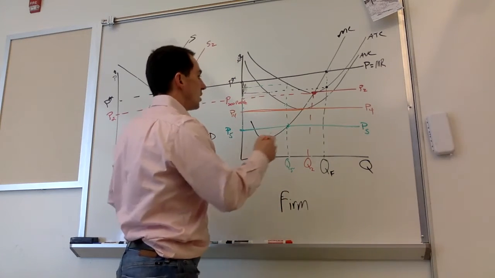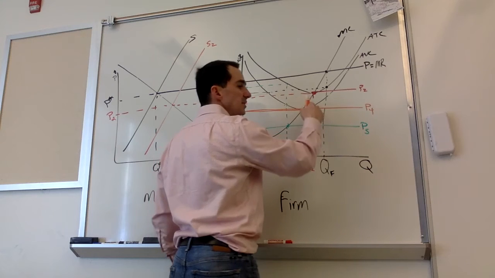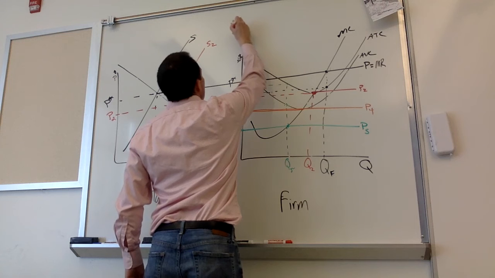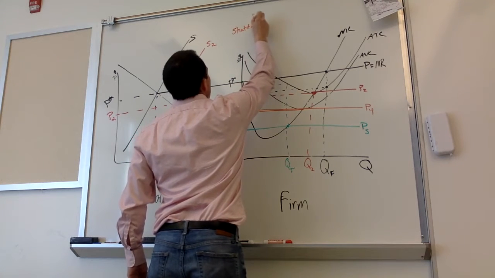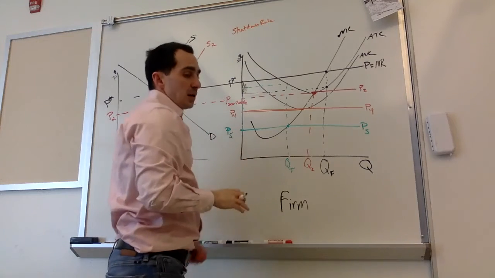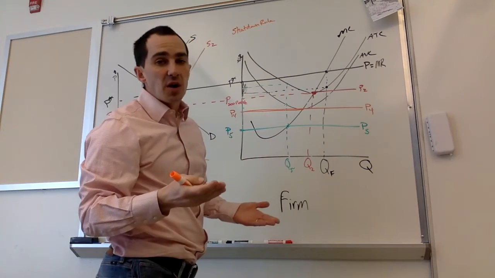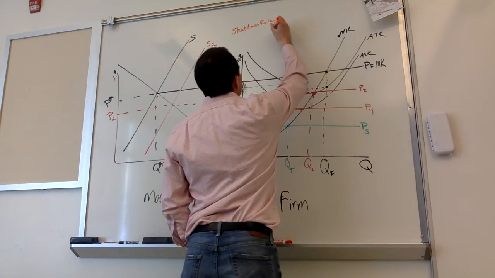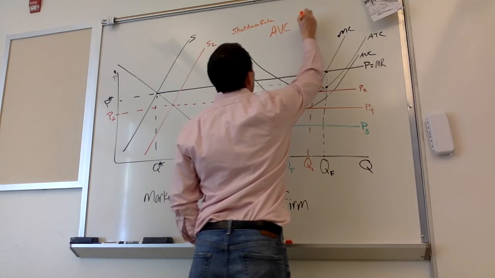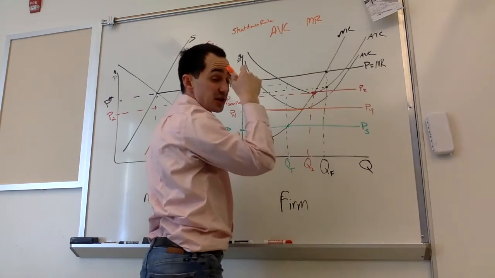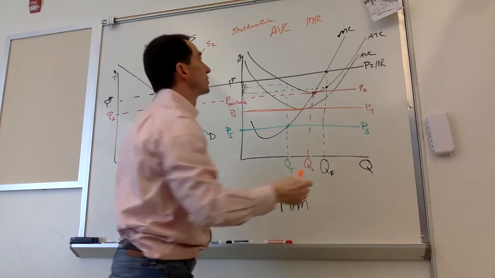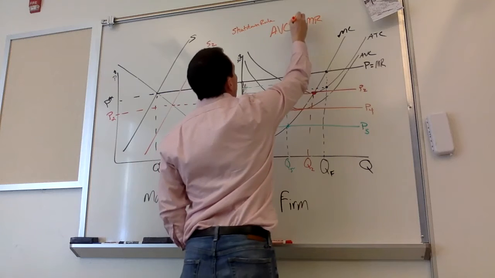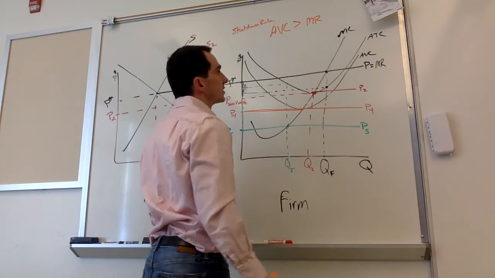I should produce if my average variable cost is not higher than my marginal revenue. It's called the shutdown rule, so I should not produce if my marginal revenue is lower than my average variable cost.